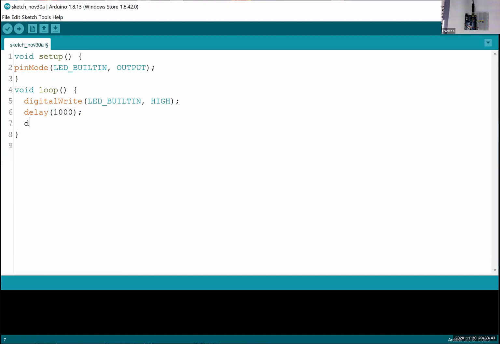And then digital write, open parentheses, LED underscore built in, comma, low, close parentheses, like that, and then we have another delay, open, 1000, close, and there. Okay, so you should have 9 lines of code, yes?